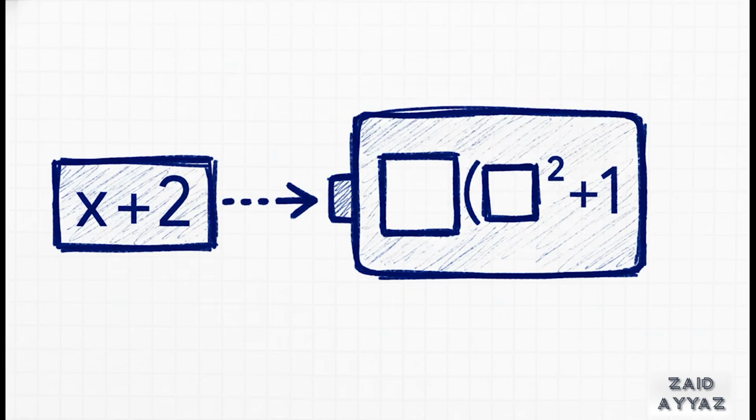Let's make that a little more concrete. Let's say one function, g of x, just adds 2 to whatever you give it, and a second function, f of x, squares its input and then adds 1. To find f of g of x, we first apply g, which gives us x plus 2. Then we take that entire thing and plug it into f. So instead of x squared, we get x plus 2 squared, and then we add the 1 at the end.